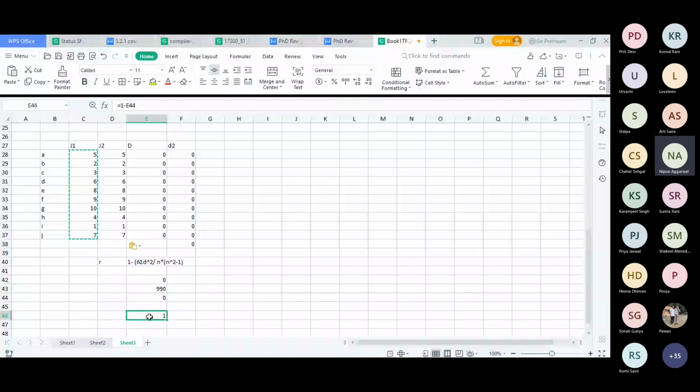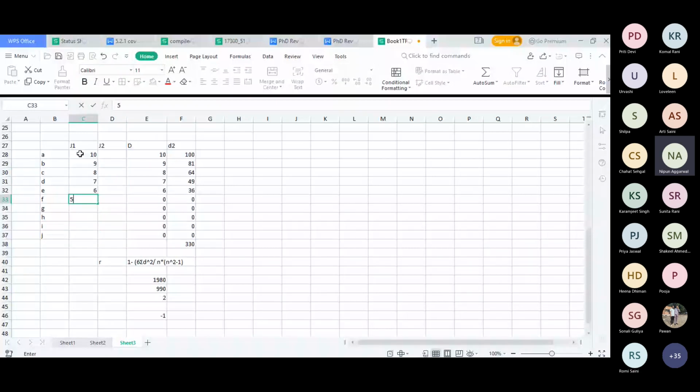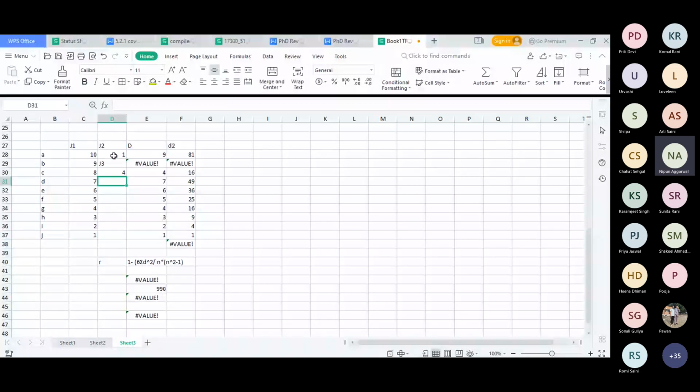Fine. What is the case when it is a perfect negative correlation? For that, we have to change the data. Let's suppose judge 1 has given the ranks 10, 9, 8, 7, 6, 5, 4, 3, 2, and 1. And the other judge has given ranks just opposite to it, which is this one.